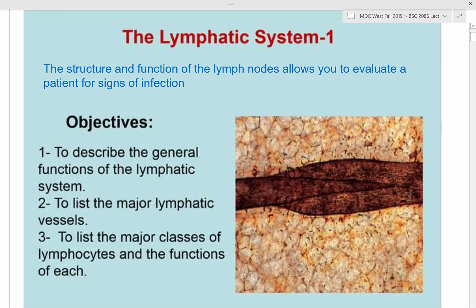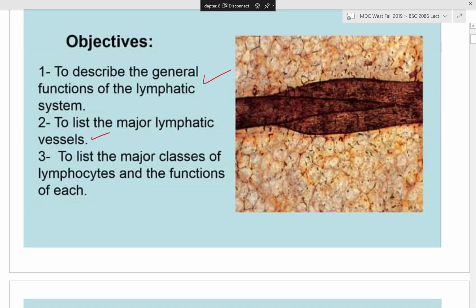So today what we're going to do, we're going to describe the general functions of the lymphatic system. We're going to list the major lymphatic vessels, the major classes of lymphocytes, and the functions of each one. Okay? So there are mainly two types of lymphocytes that are going to be here. And what are they?